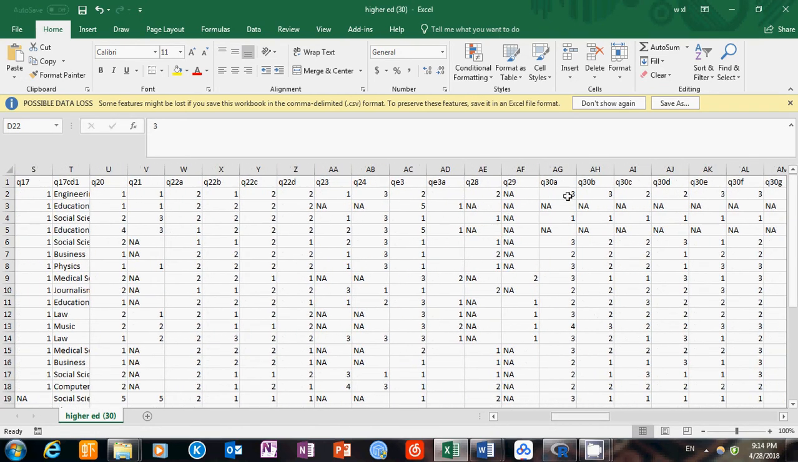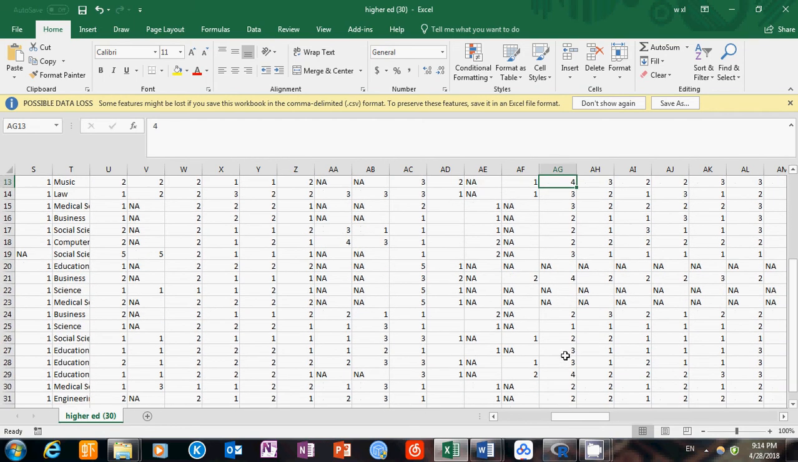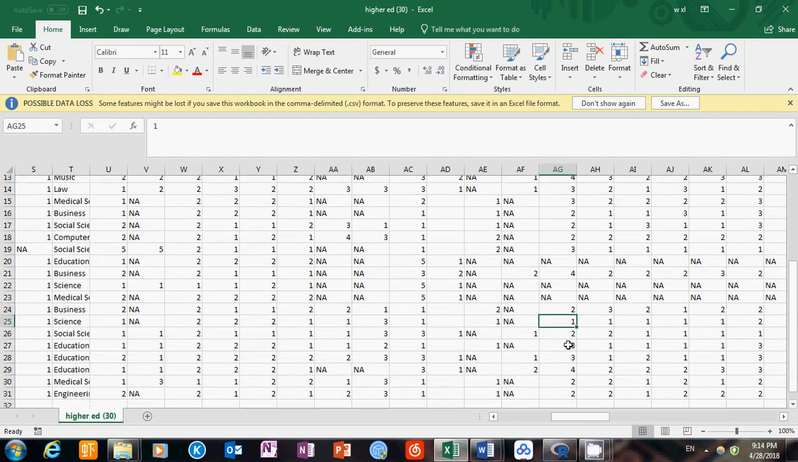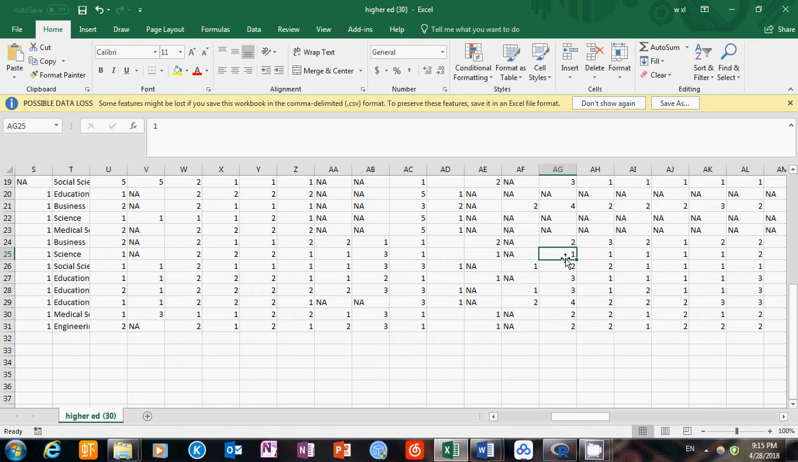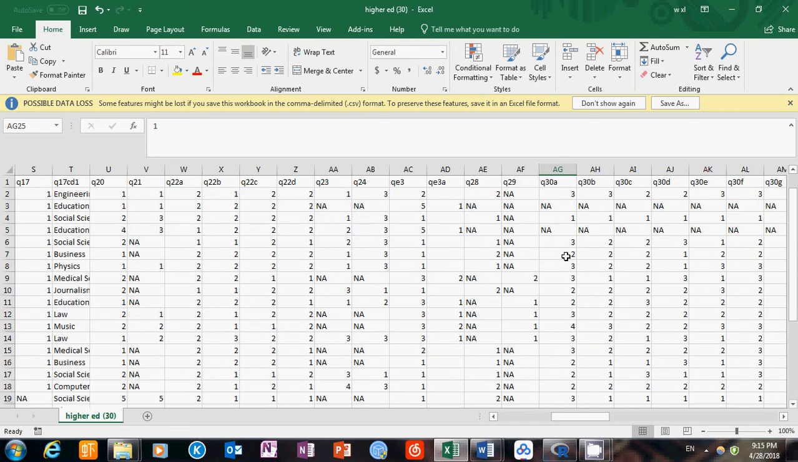So you can see here is 30A, and then some people choose 3, some people choose 2, some people choose 4, and some people choose 1. I think there's only one person who chose 1, which is extremely important. And most people choose either 2 or 3, which is very important, somewhat important. And what we are trying to do is to find the average of the numbers here. So that'll be the average ranking of having a high paying job.